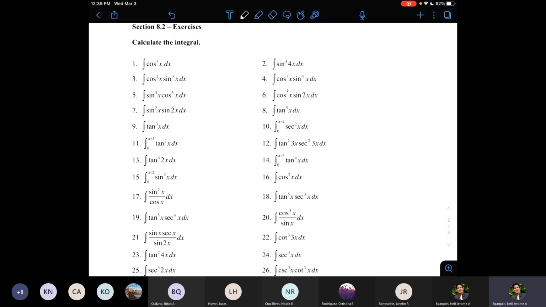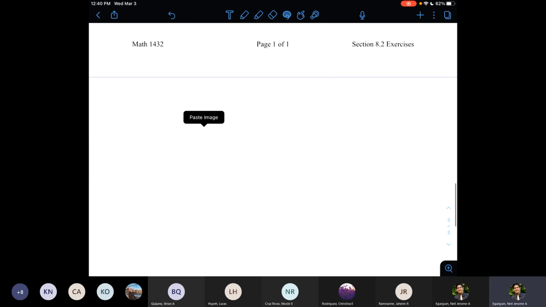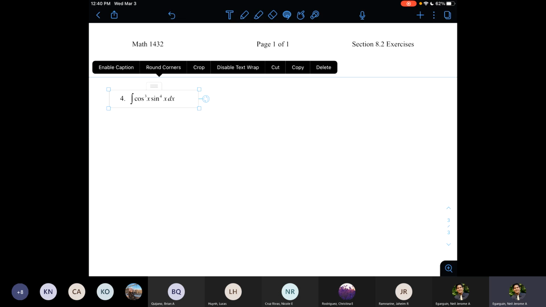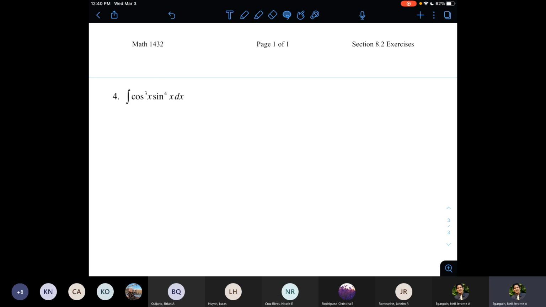So let's try probably problem 4, unless you have some suggestions. I just chose problem number 4 because this would be a good introduction to the method. So you see how the process is being applied, right? Here you have powers of sines and cosines, and you see that cosine has an odd power, right? So this is case number 1, wherein at least one of the powers is odd.